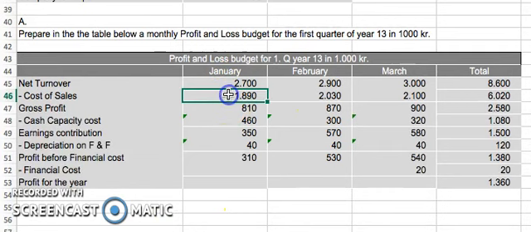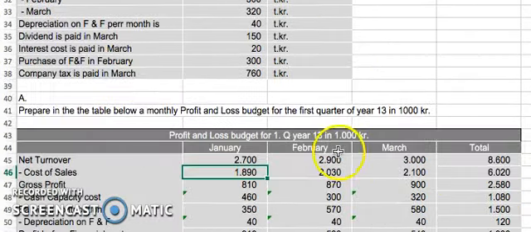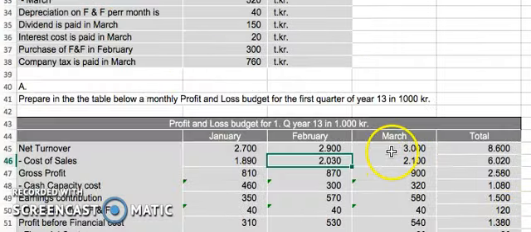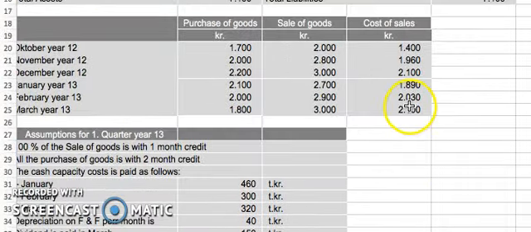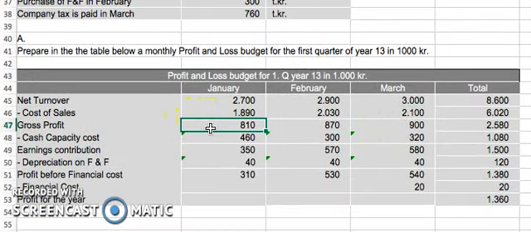Yes. So then we have cost of sales. Cost of sales is taken from D here, and that's for January. February, taken from here. In March, it's taken from here in cost of sales. Okay, then we need the gross profit. The gross profit is, of course, when you subtract from the net turnover the cost of sales. And in February, you do the same, and in March, you do the same.